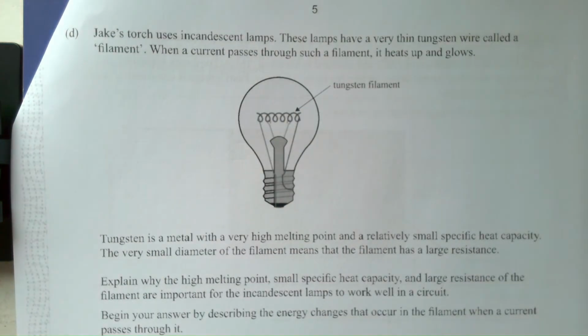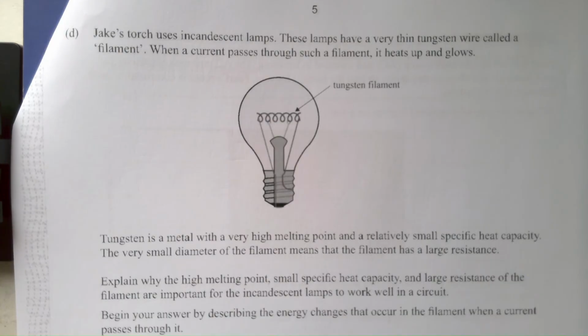Now part D. Jake's torch uses incandescent lamps. These lamps have a very thin tungsten wire called a filament. When a current passes through such a filament, it heats up and glows. And we've got a diagram showing the filament at the centre of the light bulb.